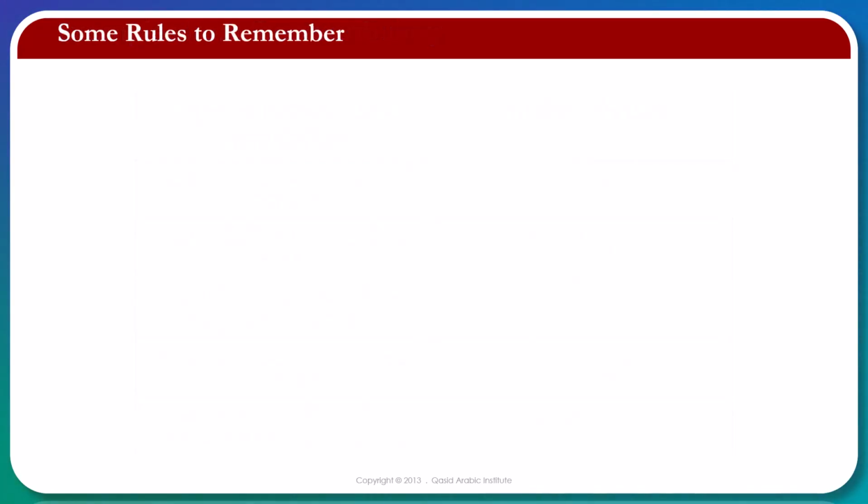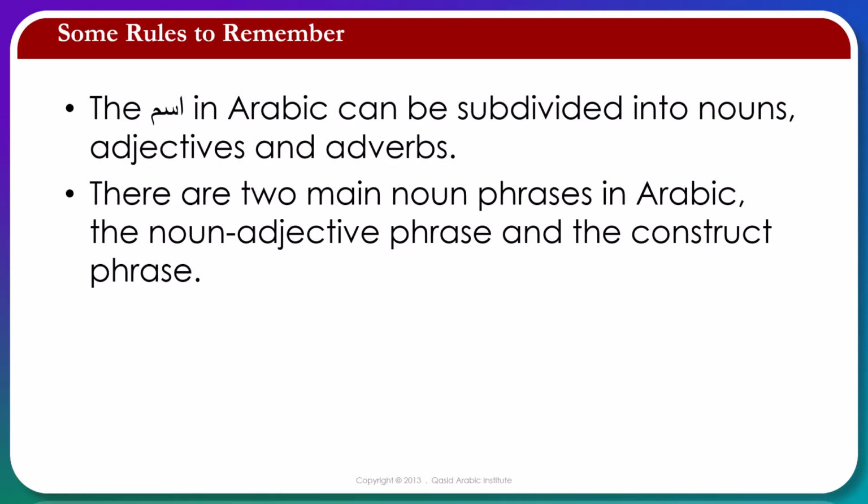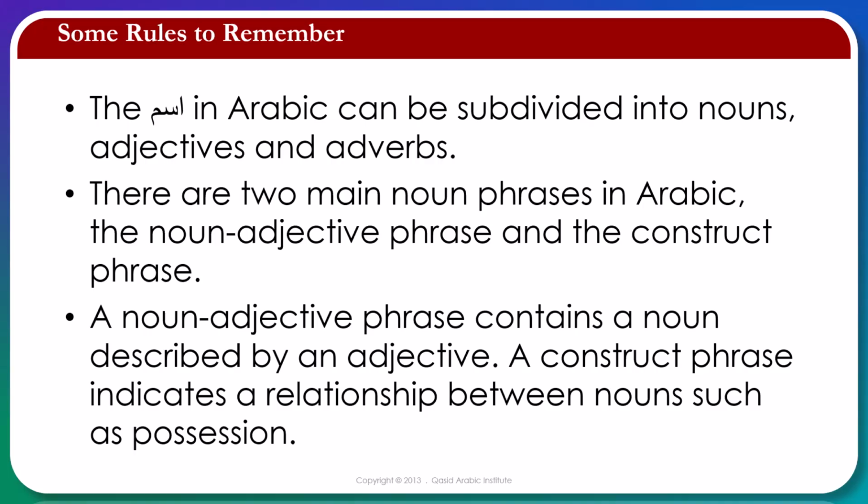So what are some things we can learn from this? The ism in Arabic can be subdivided into nouns, adjectives, and adverbs. There are two main noun phrases in Arabic, the noun adjective phrase and the construct phrase. A noun adjective phrase contains a noun described by an adjective. A construct phrase indicates a relationship between nouns such as possession.